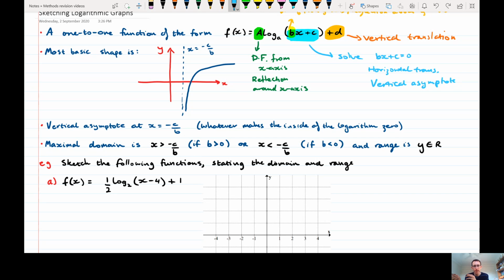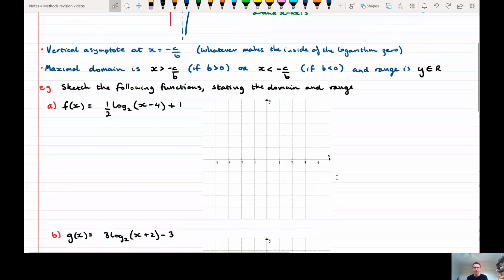So x is bigger than the asymptote. It's always bigger than if b is bigger than 0, because this is the way the graph goes if b is positive. It'll be everything on the other side if b is negative, because negative reflects it around that y-axis and goes the other way. And unless it's restricted, it'll have a range of all real values. So with all that in mind, let's sketch the following 3 graphs. And I'll come back to the domain and range at the end.